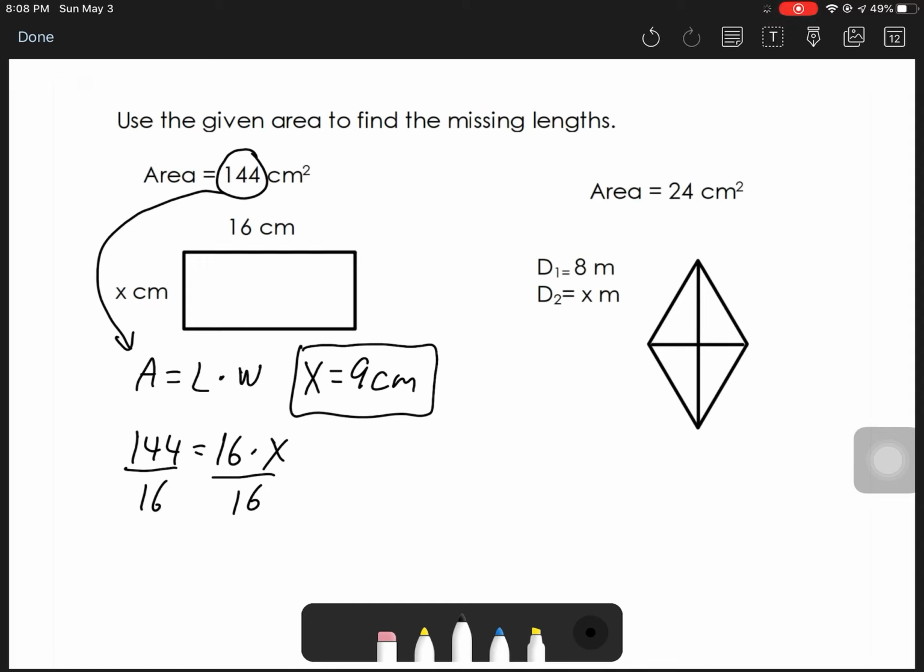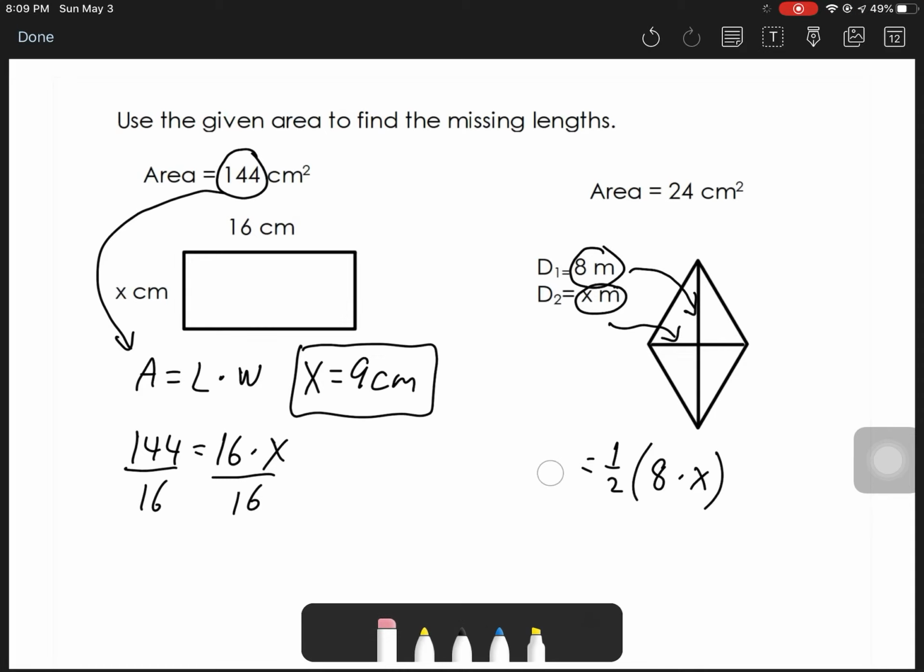We have a rhombus. Diagonal 1, it doesn't matter if it's the vertical diagonal or the horizontal. I'm just going to say that that's our vertical one, so this one right here, and then this is going to be our horizontal diagonal. So the area formula for a diamond or a rhombus is 1/2, and a kite, 1/2 diagonal 1 times diagonal 2, which is x.